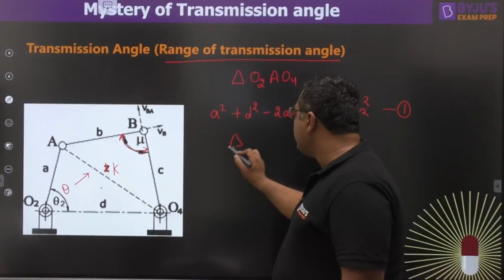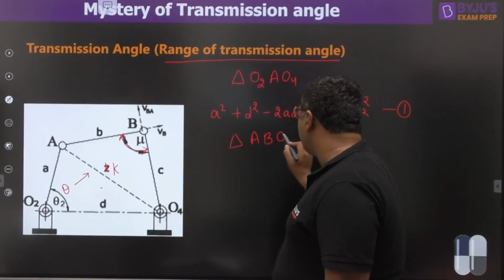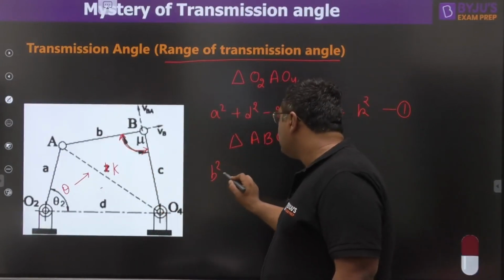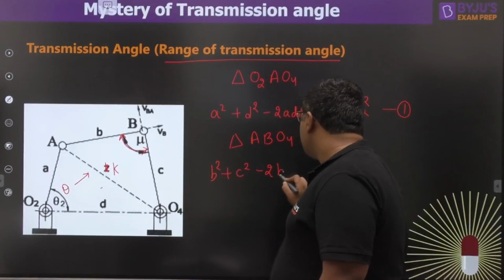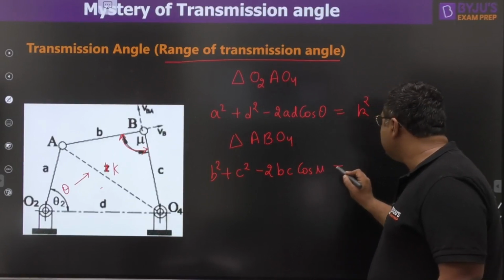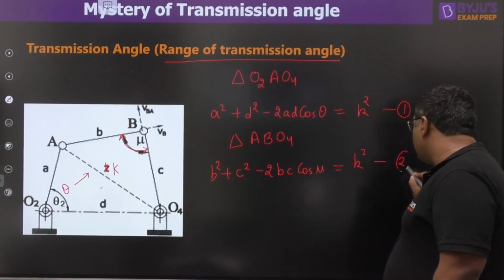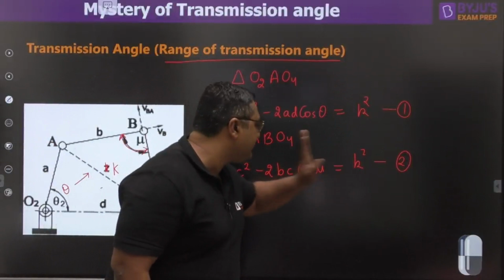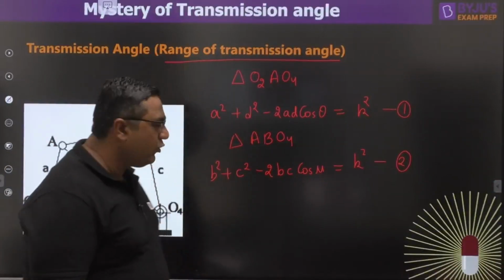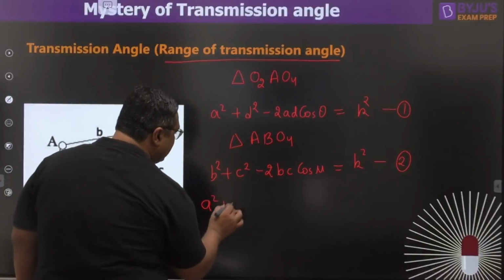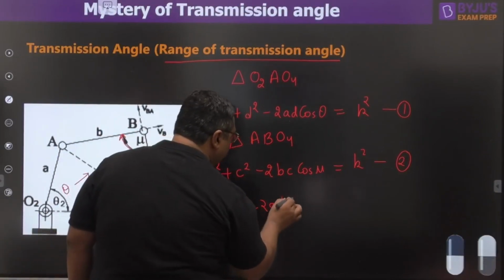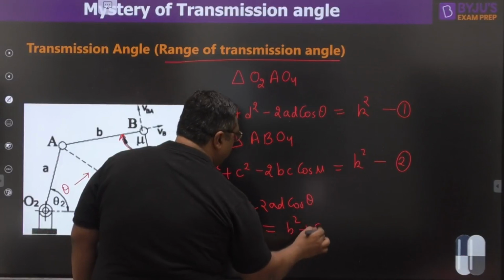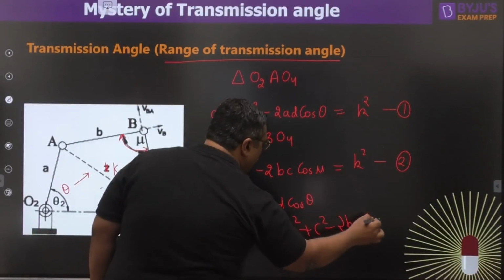Now let us go to another triangle, triangle ABO4. Once again apply the similar thing, this time between B and C: B square plus C square minus 2BC cos mu is equal to K square. This is equation number 2. If you see both the equations, my dear, the right hand side of both is the same, so the left hand side must also be the same. So I can write A square plus D square minus 2AD cos theta is equal to B square plus C square minus 2BC cos mu.